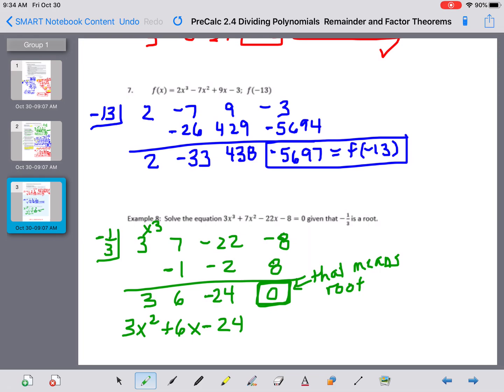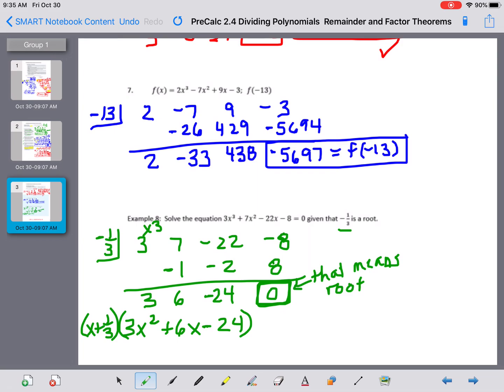So really, if you think about it, what I did is I factored out x plus 1/3, okay? And that factor came out, and I'm left with the rest, okay? So now I can take what's remaining, and I can divide, and I can factor, or it's a quadratic. I have 5 ways I can solve it, right? Graph it to see where it crosses the x-axis. I can take the square root. I can complete the square. I can take the quadratic formula, or I can factor it.